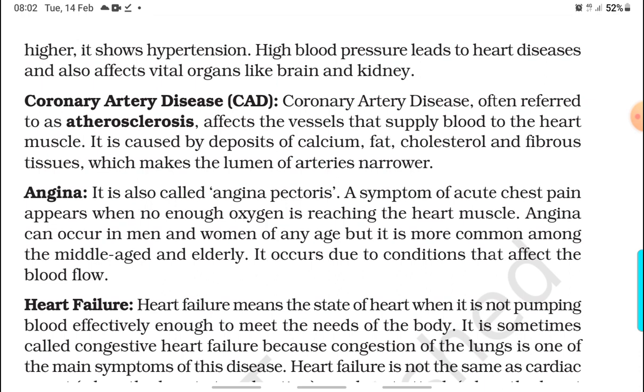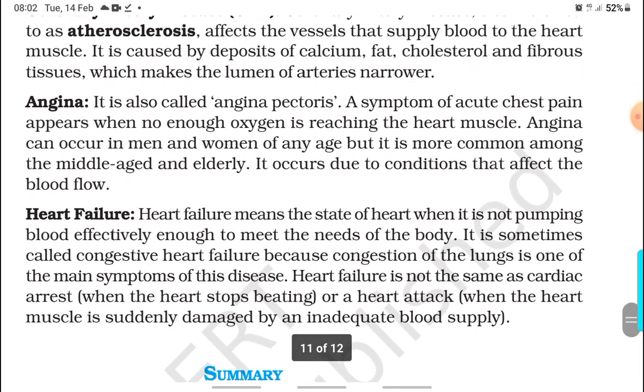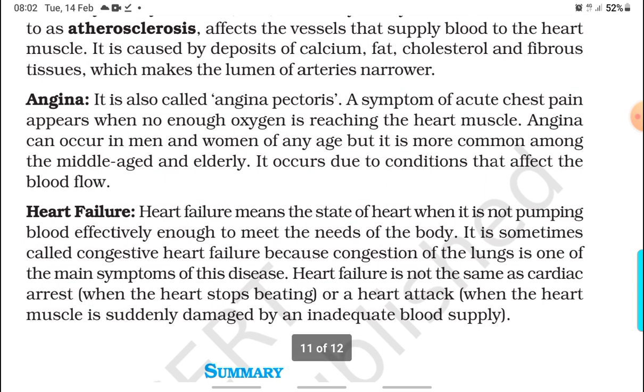Coronary artery disease, CAD. Coronary artery disease, often referred to as atherosclerosis, affects the vessels that supply blood to the heart muscle. It is caused by the deposition of calcium, fat, cholesterol, and fibrous tissue, which makes the lumen of the arteries narrower. Angina. It is also called angina pectoris, a symptom of acute chest pain that appears when not enough oxygen is reaching the heart muscle. Angina can occur in men and women of any age, but it is more common among the middle-aged and elderly. It occurs due to conditions that affect the blood flow.